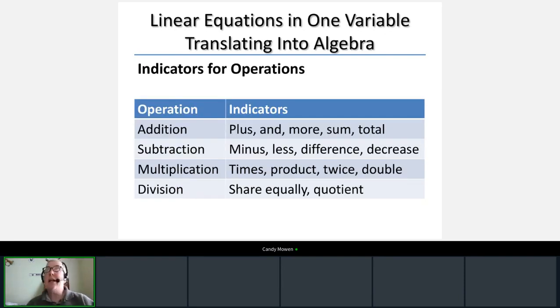Indicators can help you when you're putting your solution plan or your equation together. If you see some of these indicators, these words will help you determine what operation to use. Addition: plus, and, more, sum, total. Subtraction: minus, less, difference, decrease. Multiplication: times, product, twice, double. Also, a little word but a big indicator of multiplication is the word of. Division: share, equality, quotient.